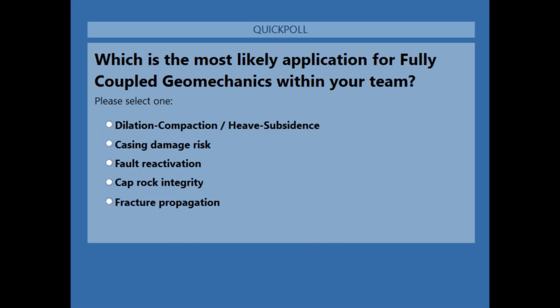On your screen, you should now see a pop-up with the poll asking you, which is the most likely application for fully coupled geomechanics within your team, as well as 5 options to choose from: dilation compaction, casing damage risk, fault reactivation, cap rock integrity, and fracture propagation. I'm going to leave this open for about 30 seconds. Please choose which best applies to you.